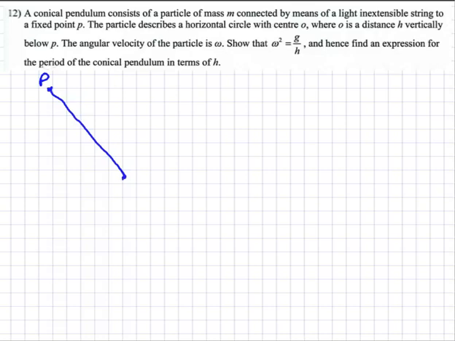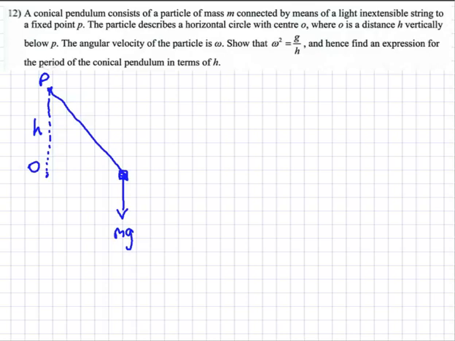The object has a mass of m, so therefore there's a weight of mg. It describes a horizontal circle with center O, where O is a distance h vertically below P. So straight away we can now say that this distance here vertically is h.